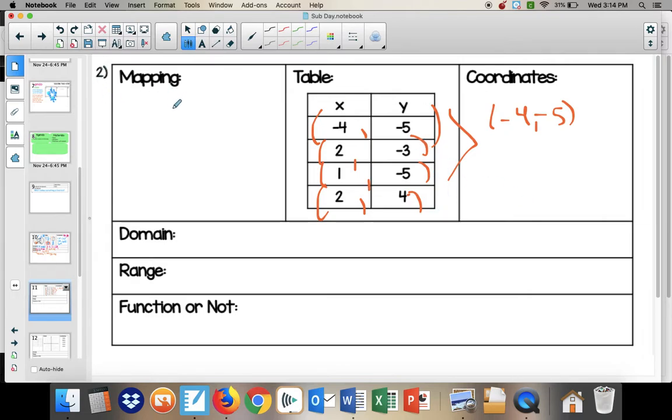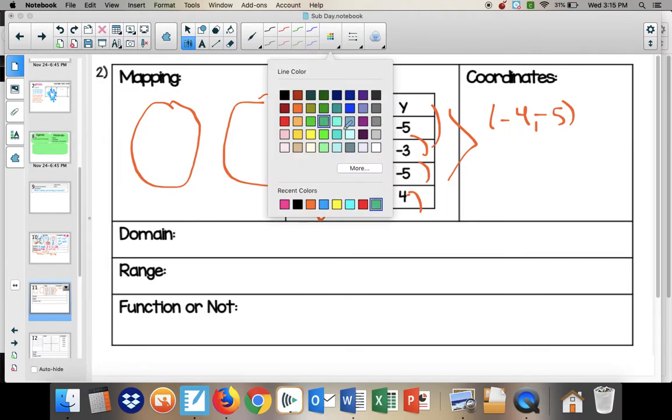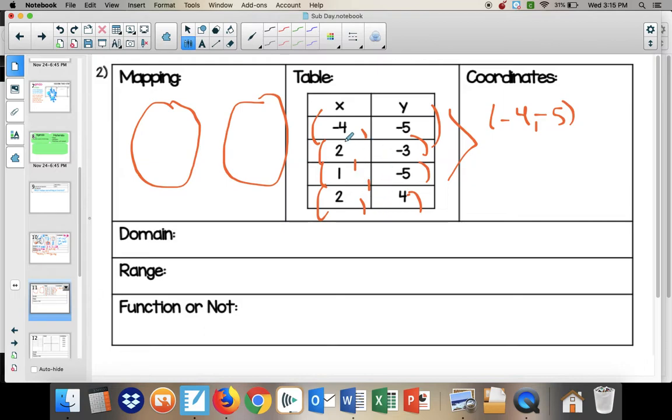Now the mapping, you can either make it into circles or into little rectangles. And you fill out your x values. Again, in order, and don't repeat. Oh my goodness, look at that. Those 2's repeat again. So I'm going to write -4, 1, 2. Now, I'm going to write these numbers, and do not repeat. It doesn't matter if my y's repeat for functions, it's only the x's. But because our y's repeat, we're not going to fill it out more than once here. So -5, -3, 4.